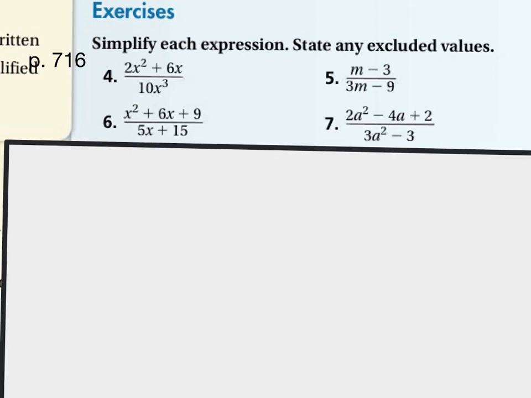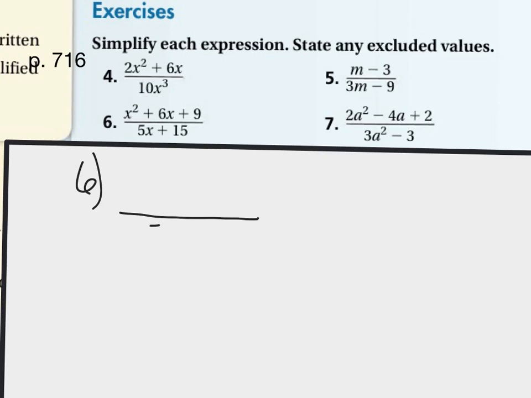So kind of the idea on these is that we're going to try to factor things if we can. And then usually there will be things that'll cancel out. We just need to make sure we mention excluded values that would make our denominator equal to 0. So in this problem, I would probably be tempted just to look at the denominator first, since it's just a binomial. Looking for a GCF there.